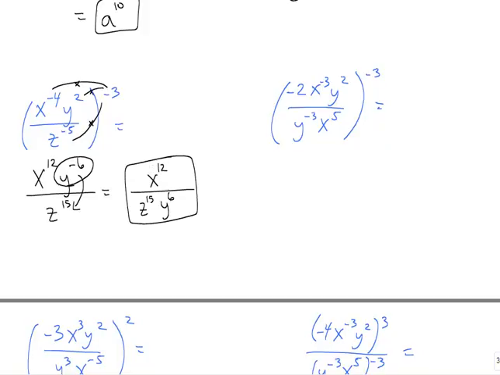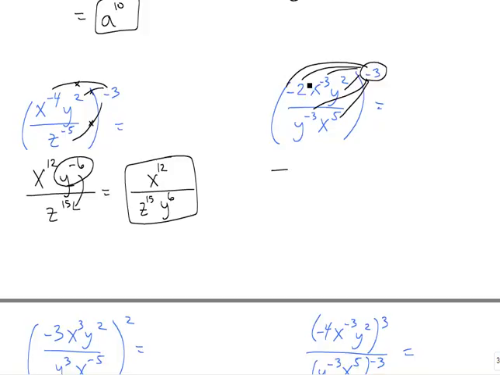Okay, on the next example we're going to do the same thing, but be sure to distribute that negative 3 power to everything. That includes the negative, the 2, the x, the y in the bottom, and the x in the bottom. So let's start with that negative out front. When you are taking a negative, remember to just look at the power and say, is it even or is it odd? And a power of 3, even though it has a negative there, a 3 power is an odd power.